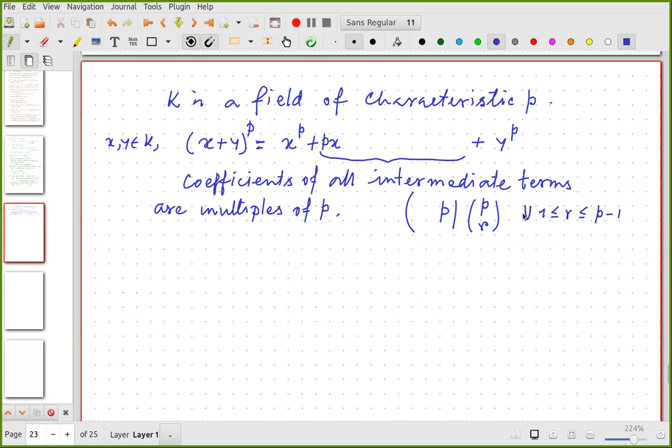So for all r, this simply follows from the fact that p divides p choose r, the combination coefficient. Therefore all the terms between x to the p and y to the p have coefficients divisible by p, hence they are all zero modulo p. The characteristic of the field being p, they would all vanish, and you would end up getting x to the p plus y to the p.